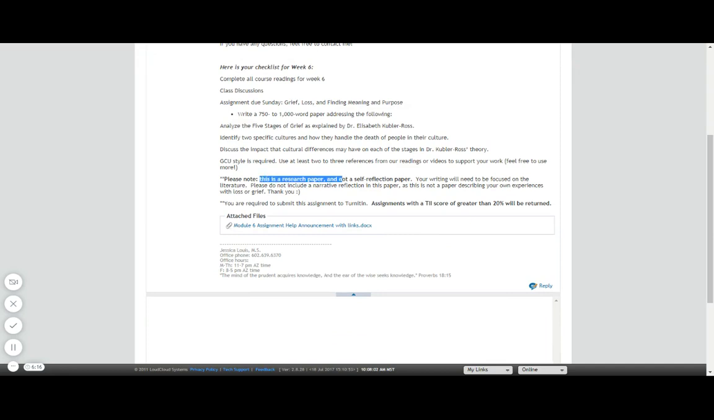Now, note, this is a research paper, okay? No personal information is to be involved. While I value your own personal grief stories, the purpose of this paper is about research in these 3 points above. It is not about your process when a loved one died, okay? You have to be below 20% or you will have your paper returned.